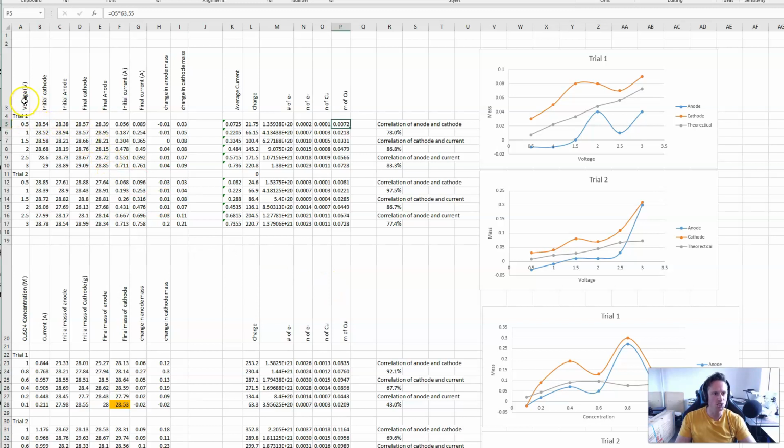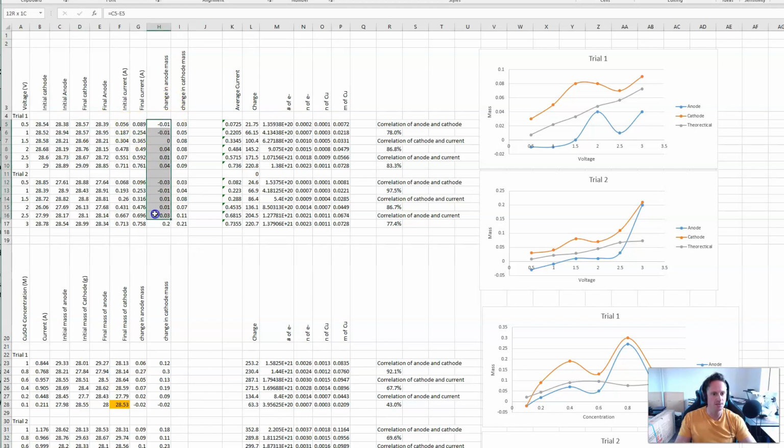So essentially we've got the voltages, which is what we changed. So we started at 0.51 and we went up to 3. So we've got trial 1 and trial 2. All of this data is what we inputted in the practical. So the initial mass of the cathode, the initial mass of the anode, weighing those copper anodes and cathodes, the final mass of the cathode and final of anode after removing and drying those. And then we had the current, the initial current and the final current. And I'll explain why we took those two measurements as we went.